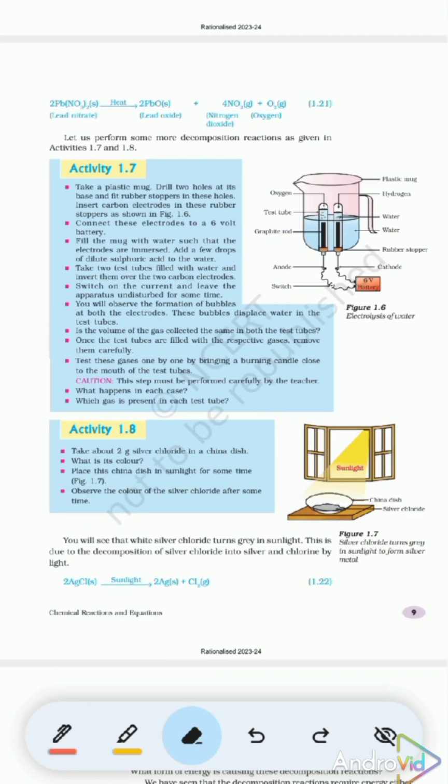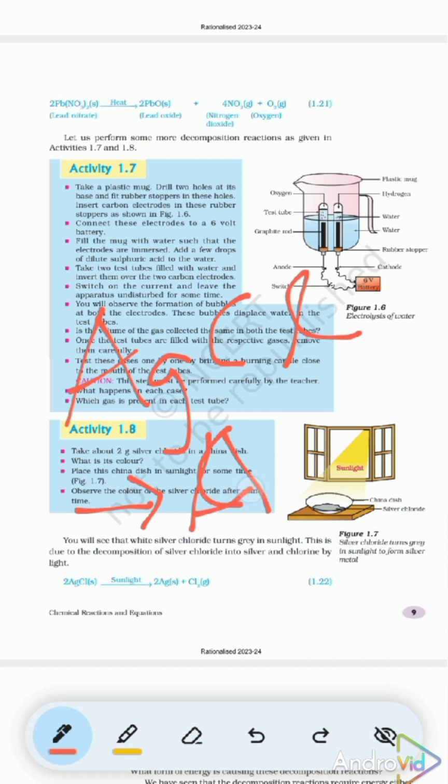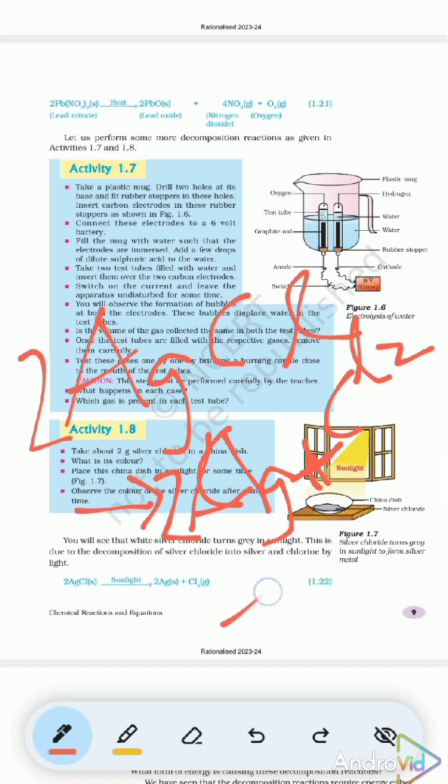So in activity 1.8 we can say that the silver chloride, whose color is initially normal, would turn grey after being placed in sunlight. This is because silver chloride decomposes into silver and chlorine, that is AgCl, which is solid, decomposes to Ag plus Cl2. When we balance it we get 2AgCl gives 2Ag plus Cl2, in which Cl2 is gas and Ag is solid.